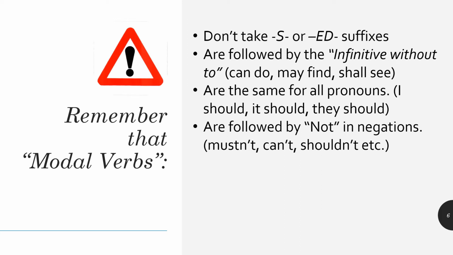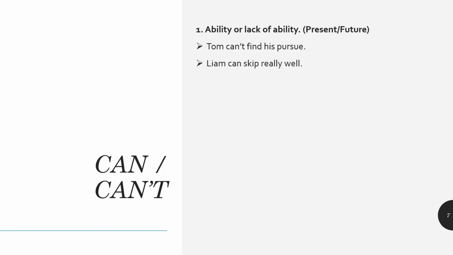Let's start with can. Can and can't, which is the negative form of can. We use can to express ability or lack of ability in the present or in the future. And I've given you a couple of examples below. Tom can't find his purse. Liam can skip really well, which shows the ability to do something.